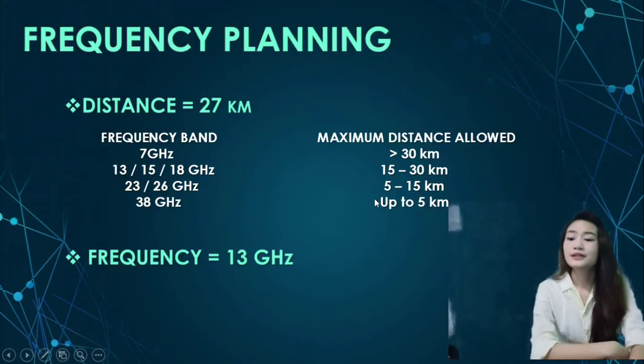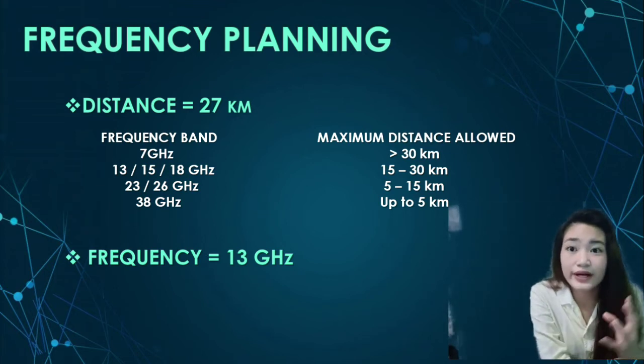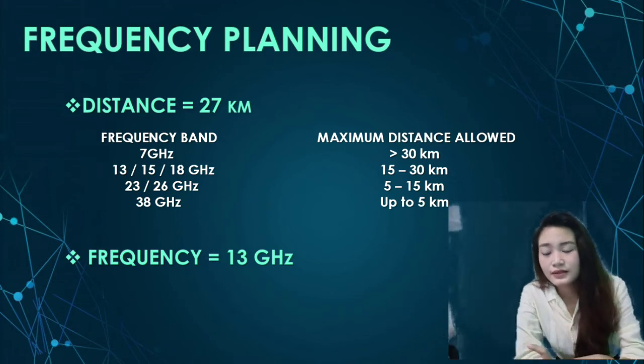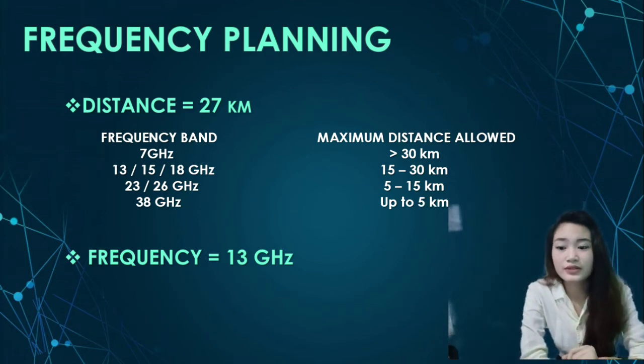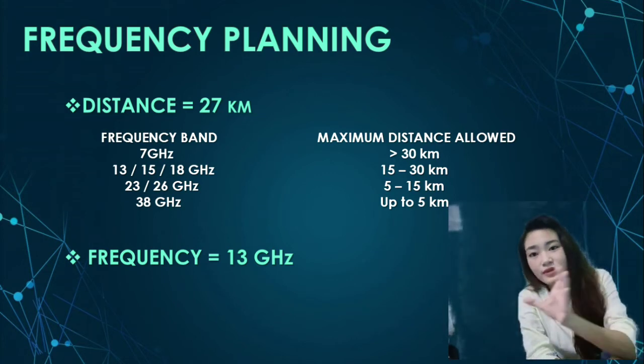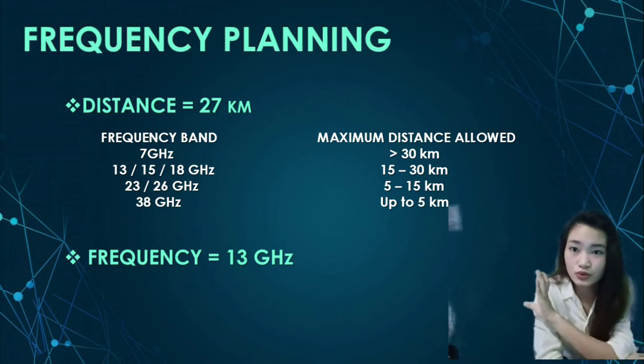Frequency planning. The distance that I required for us to make is at least 25 kilometers. So I made it 27 kilometers. I chose 27 kilometers because that is the distance from Pasig City, Metro Manila, up to Dasmariñas, Cavite.